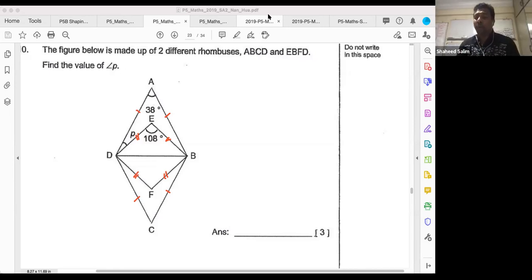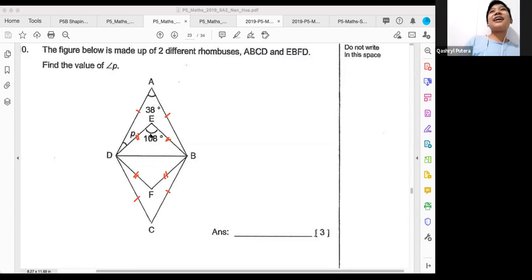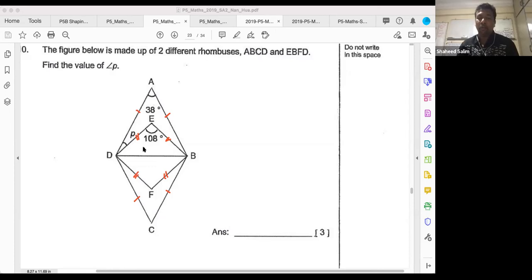Now we are going to go through one by one. So now we do the small triangle here. 180 minus 108, you get 72.